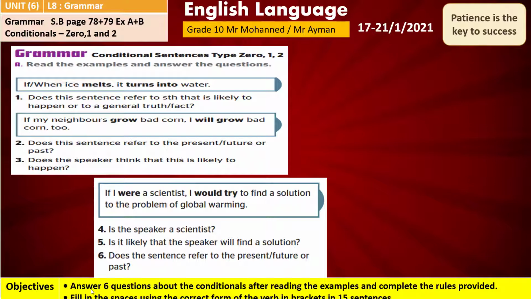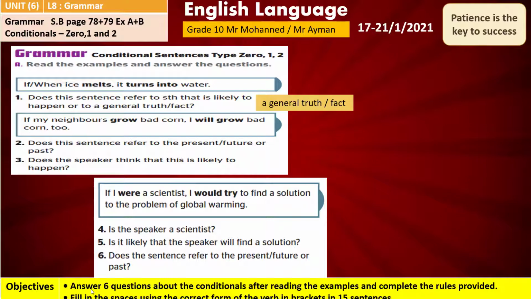Conditional sentences type 0, 1, and 2. Read the examples and answer the questions. If or when ice melts, it turns into water. Does this sentence refer to something that is likely to happen or to a general truth or fact? Well, heating ice and turning into water is not something likely to happen. It is a general truth. It is a general truth, yes.